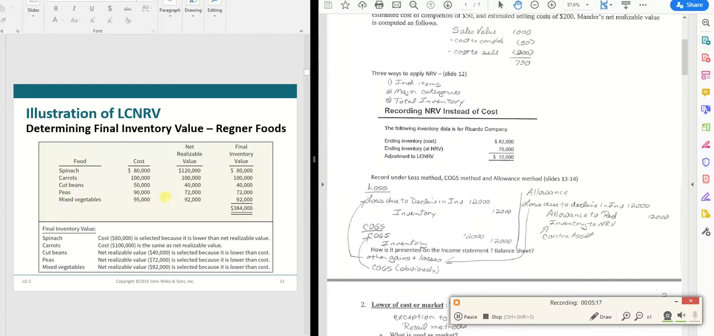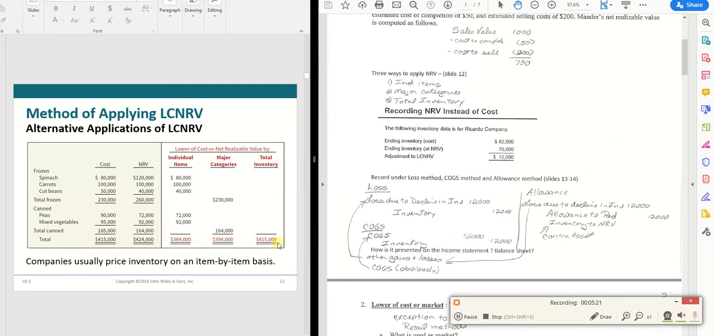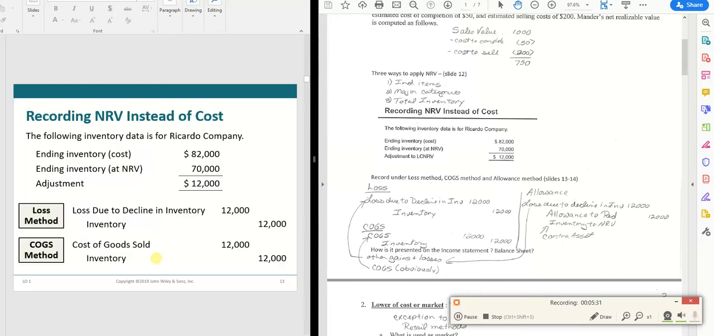So I've picked one of these three methods, and notice in this case I'm not going to write it down, but in these two cases I will. If I was using the individual items or the categories approach, I would need to write it down. All right, so I need to write this down. There are two methods to do it.